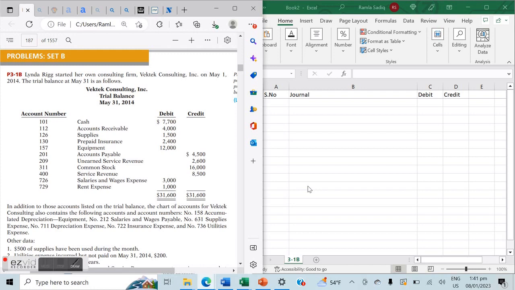Hi everybody. So today we're going to be working on understanding how to do adjusting entries, and the resources that we're going to use are Kimmel Weygandt Kieso's Financial and Managerial Accounting textbook. In this we're looking at chapter number 3.